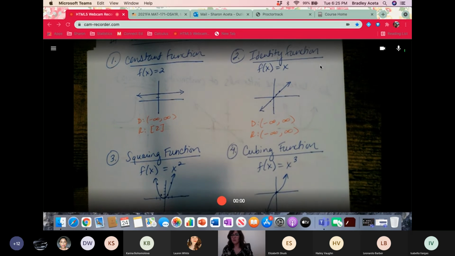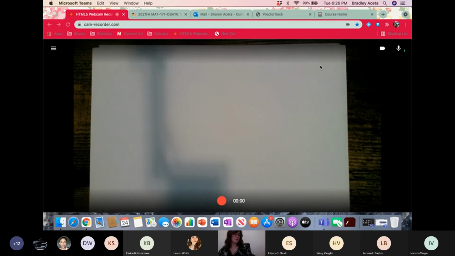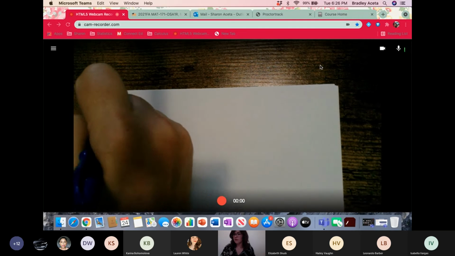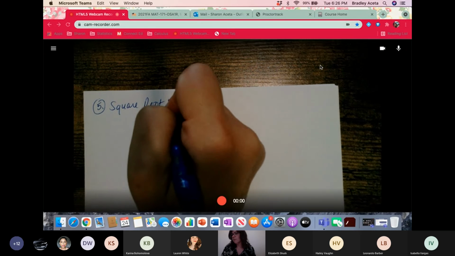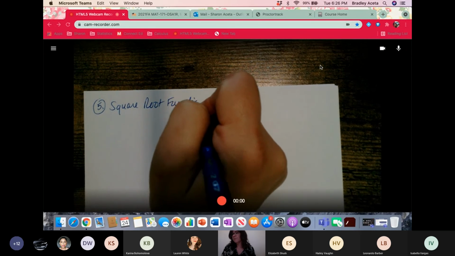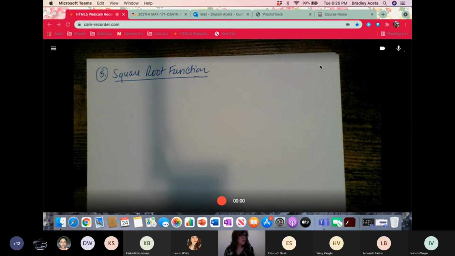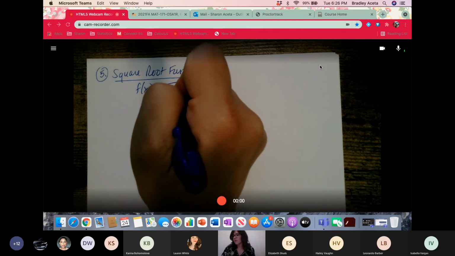All right, so there's your first 4. Constant, identity, squaring, and cubing function, or quadratic and cubic is what I say, but no problem there. Now we'll do the last 3. This is the square root function. And this one would be your parent, f of x equals the square root of x.